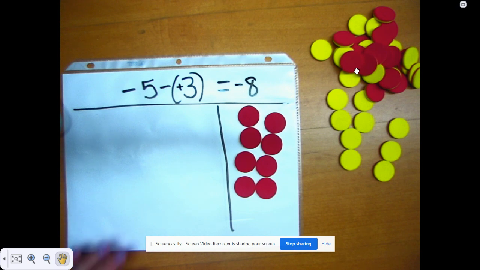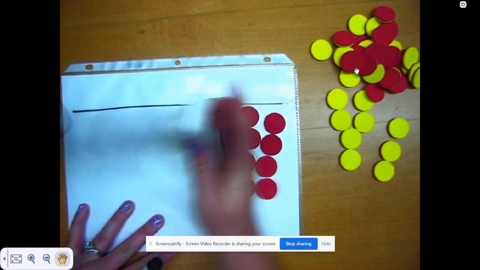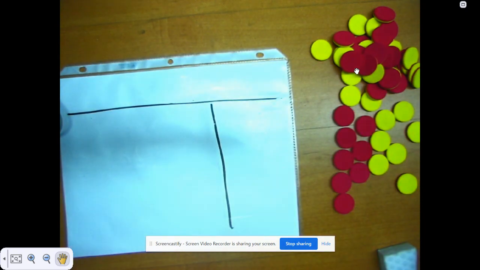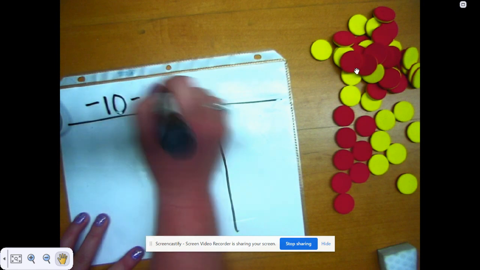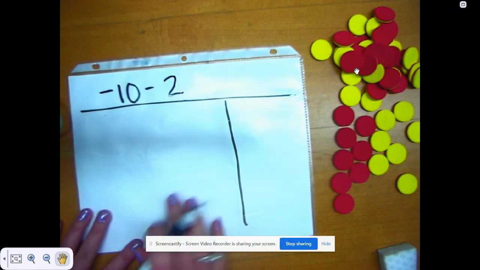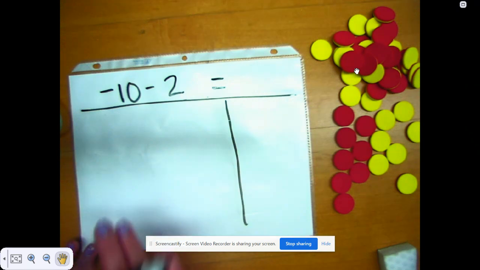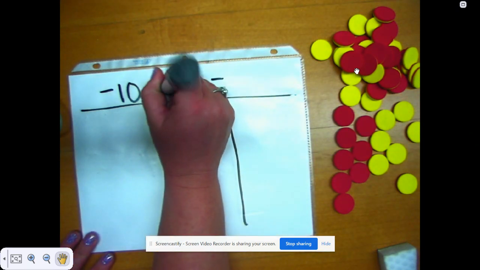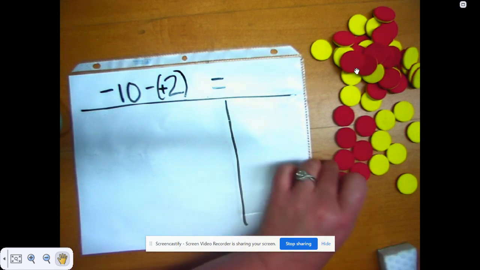Let's try another one. Let's try negative 10 minus 2 equals. What does this really say? This really says negative 10 minus positive 2. So I'm going to do negative 10, which would be 10 reds.